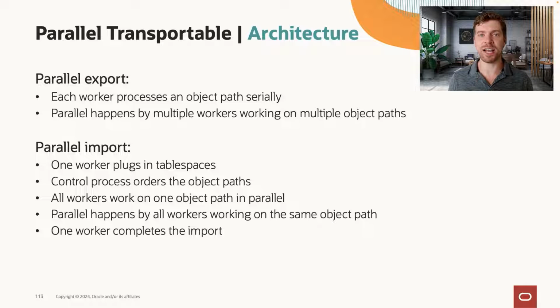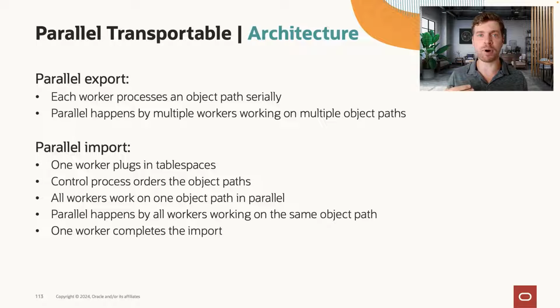So how is the architecture of parallelism when it comes to transportable tablespaces? For the export, each worker, meaning when you run parallelism, you will have multiple workers. Each worker will handle a different object path, meaning one worker, for example, will take care of the tables, another one the indexes, another one the PL/SQL objects, another one will export the users, and so forth. So each worker will get a different object path.